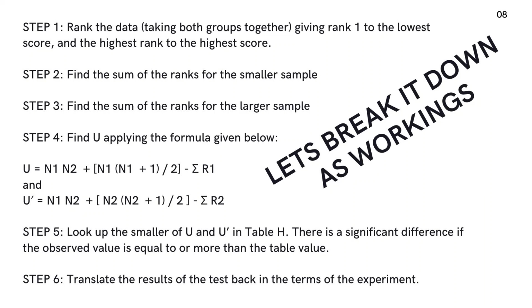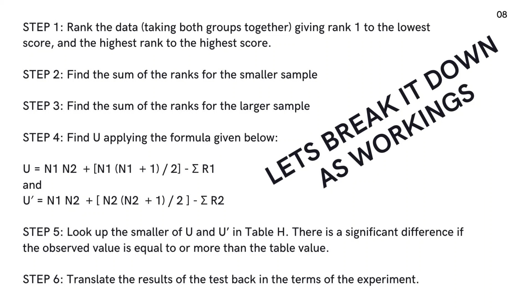U equals N1 into N2 plus N1 into N1 plus 1 divided by 2 minus sigma R1. And for U dash, that is U2, you have to find N1 into N2 plus N2 into N2 plus 1 divided by 2 minus sigma R2. So this is the formula.